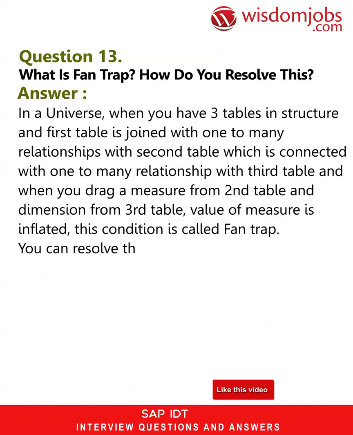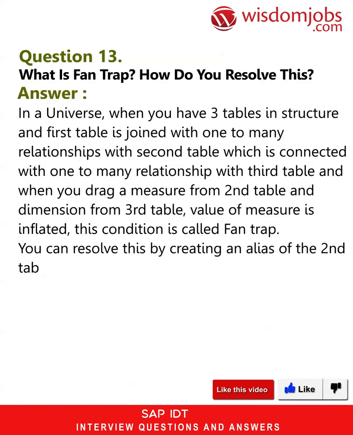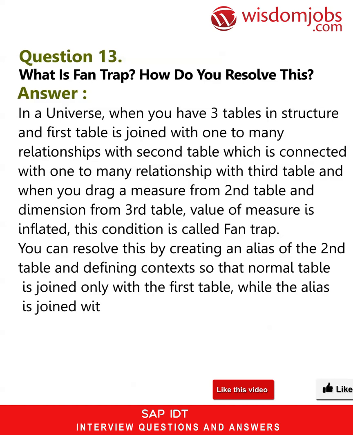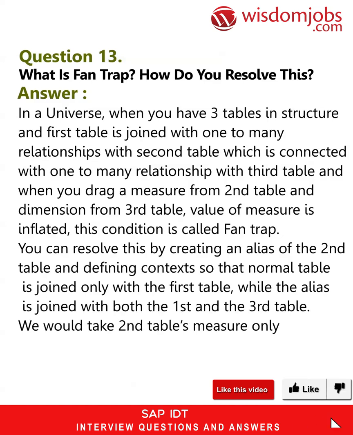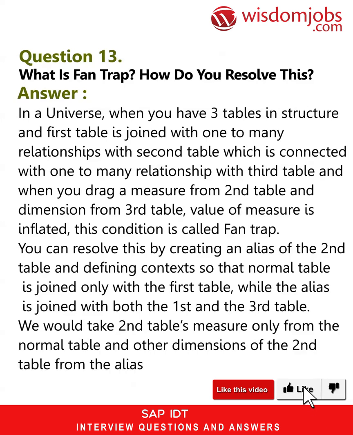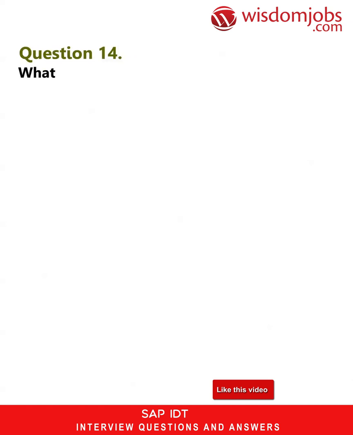You can resolve this by creating an alias of the second table and defining contexts so that the normal table is joined only with the first table, while the alias is joined with both the first and the third table. We would take the second table's measure only from the normal table and other dimensions of the second table from the alias table. Question 14. What is aggregate awareness?